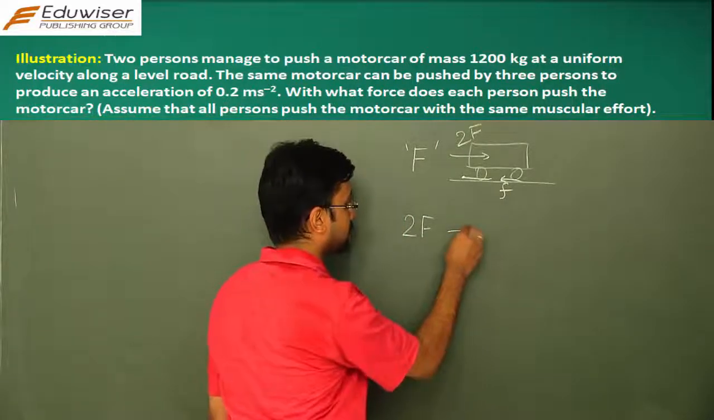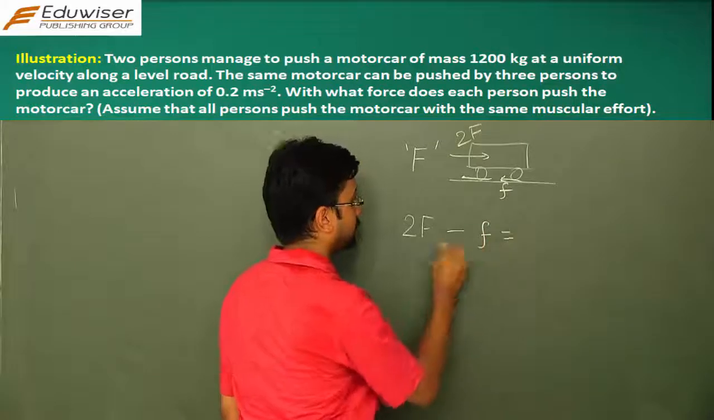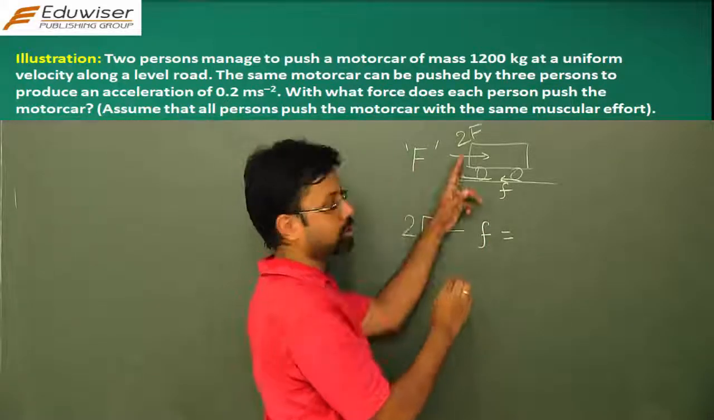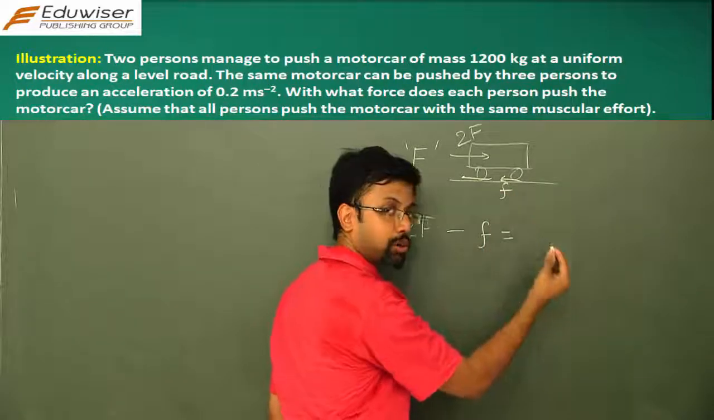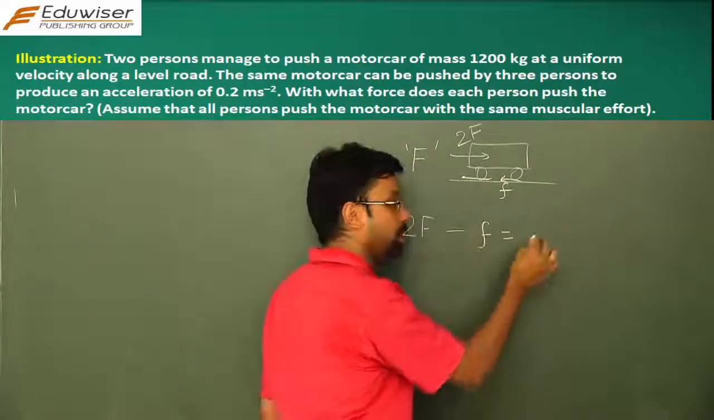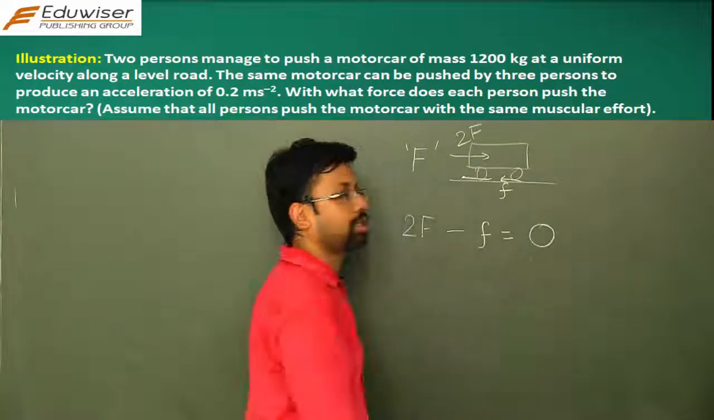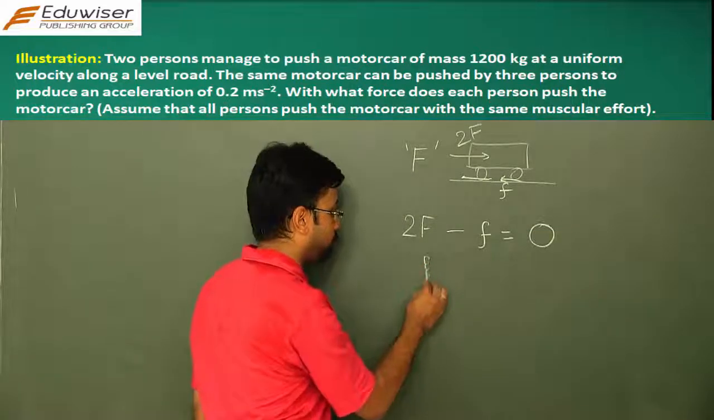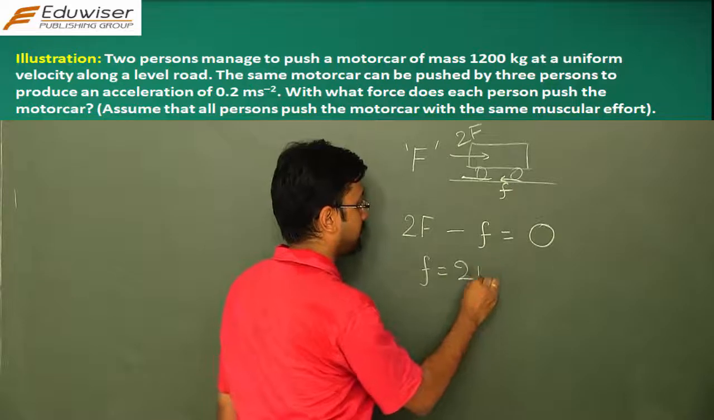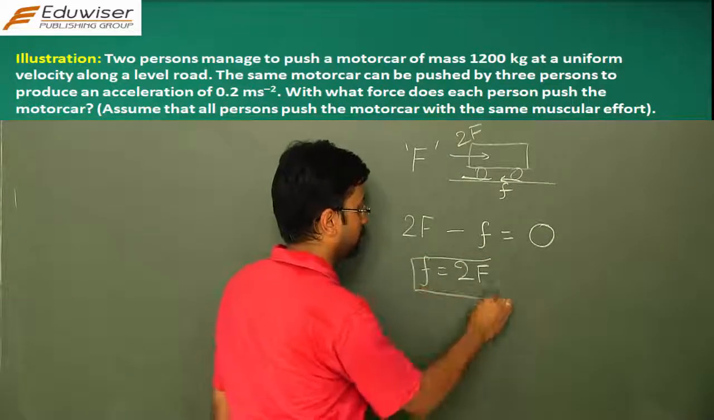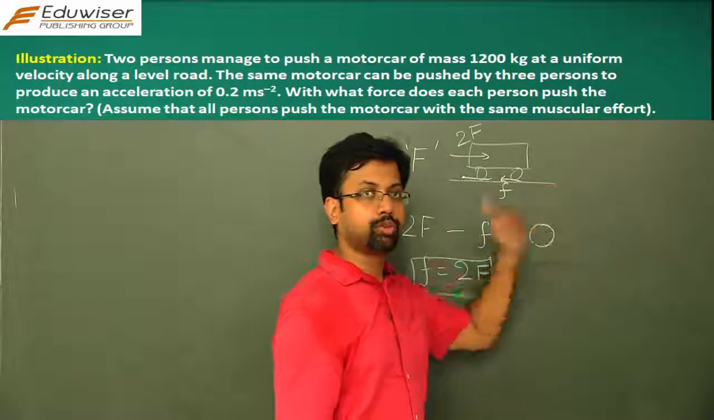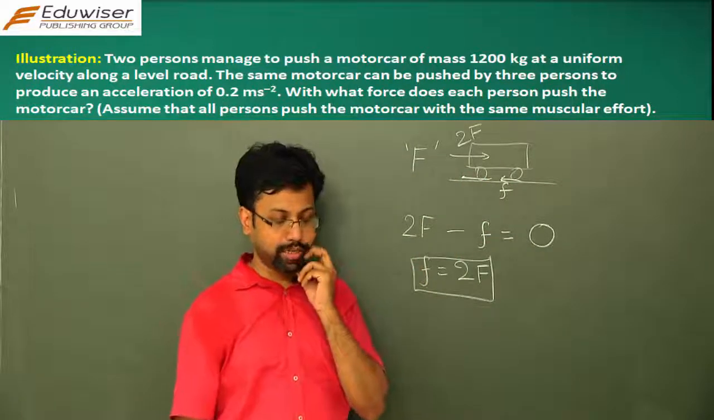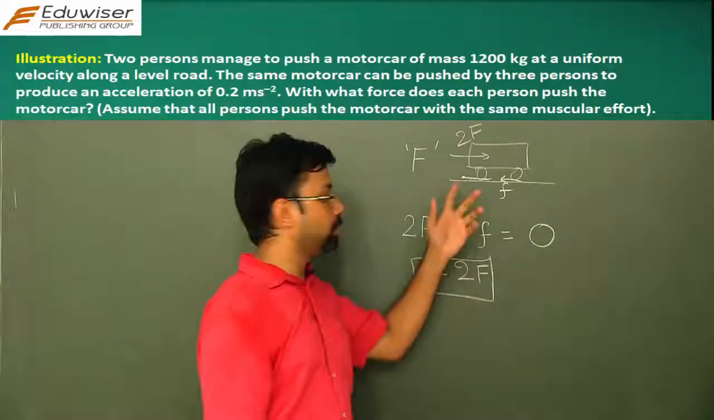It says that the total force in the forward direction is 2F and the frictional force would be minus f. It moves with constant velocity, hence the acceleration is 0, hence the net mass into acceleration would be 0. And we observe in this case that f will be equal to 2F. Now the tires are going to be the same, so the kinetic friction is going to remain the same in both the cases.